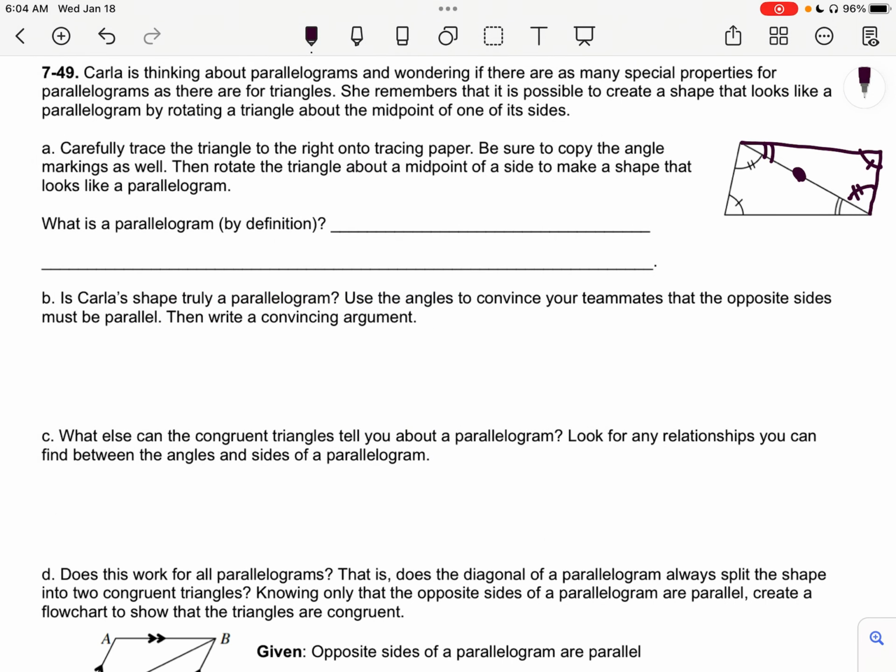So then it says, what is a parallelogram by definition? This is something that we're going to talk about a lot, and you're going to get a toolkit. But a parallelogram by definition is a quadrilateral, so that's a four-sided figure, with two sets of parallel sides.